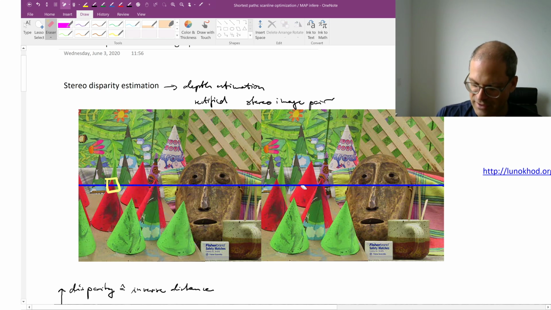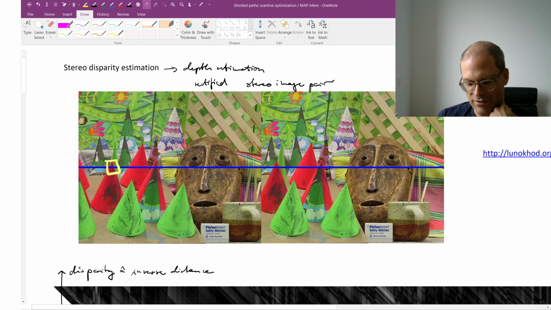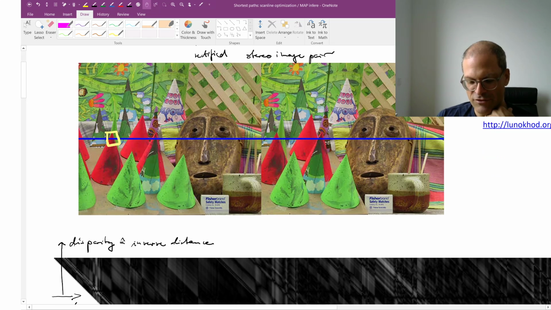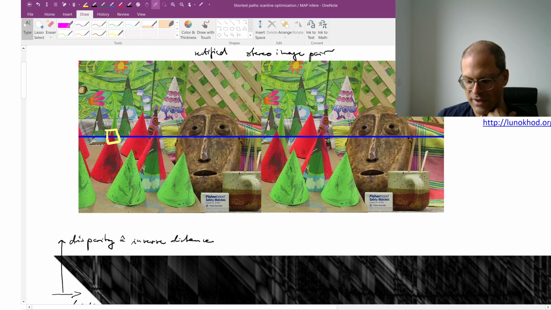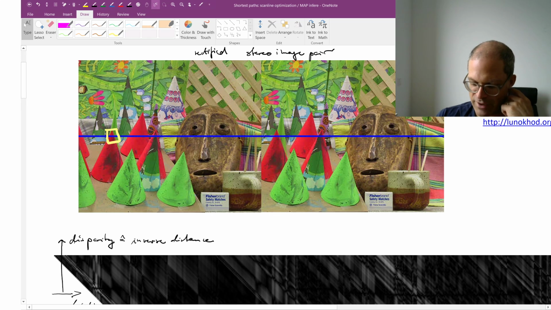And hopefully, if we have a good comparison function, also something that can be learned using a neural network, I will find the right match, and then I can ask, all right, how many pixels was this correct match shifted relative to the other image? And from the relative shift, I can compute the depth. Close by objects are shifted further than far away objects.